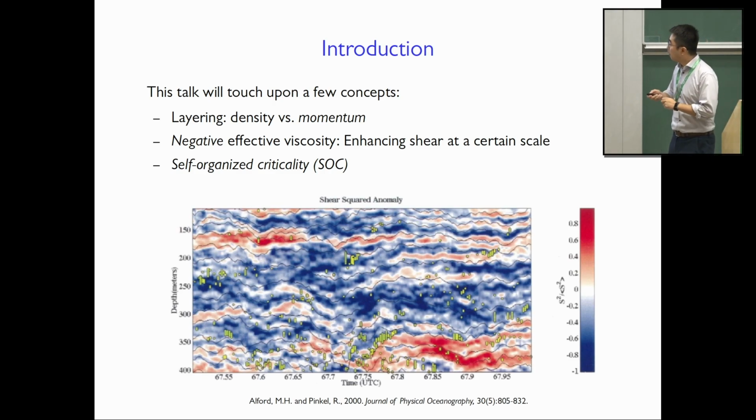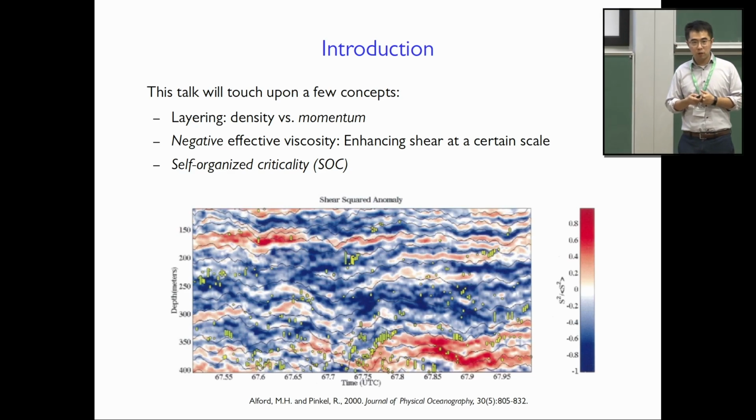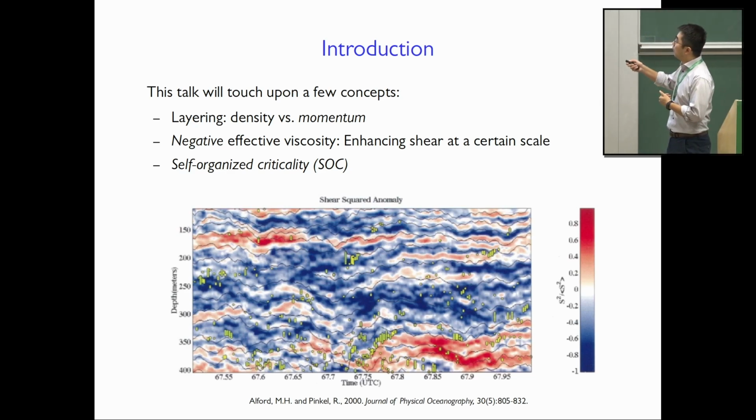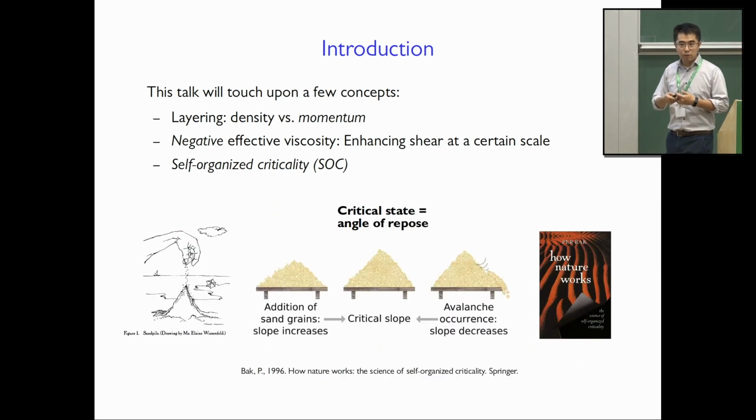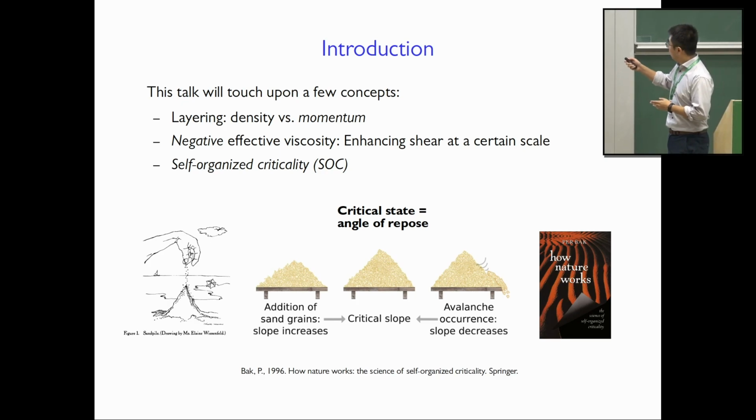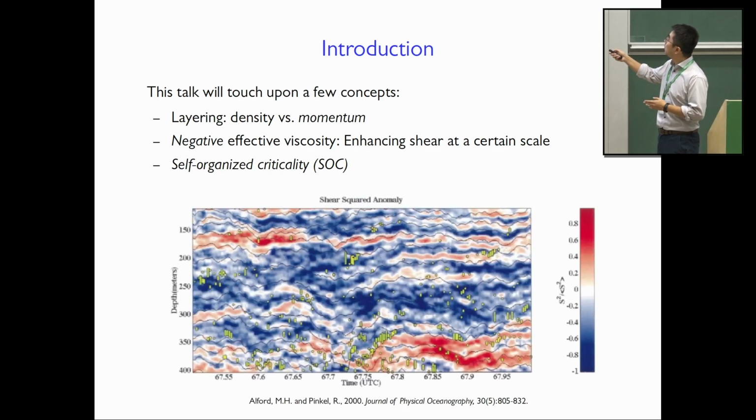So a few concepts that I want to go over before I delve into the details of the talk. I'm interested in layering. When we talk about layering in oceanic flows, I think at least we can think of layering of density. So the Phillips mechanism, the left-right flanks that Alexis has talked about. In this talk, I will rather focus on momentum, which is kind of motivated by field measurements like this.